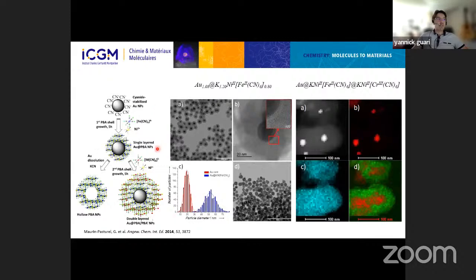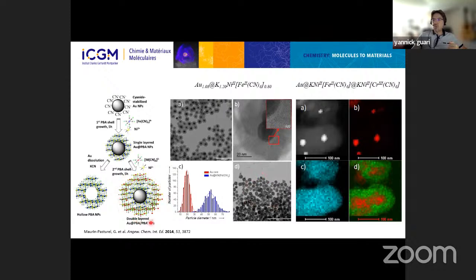So this example here is a simpler version of the previous one, with a single metallic nanoparticle, gold, surrounded by a Prussian blue analog, which is made of a Prussian blue analog of nickel and iron in that case. So here you have the transmission electron microscopy images of these core-shell nanoparticles. And as you can see here, we can remove the gold core in order to obtain hollow Prussian blue analog nanoparticles. This is what you can see on this transmission electron microscopy image.